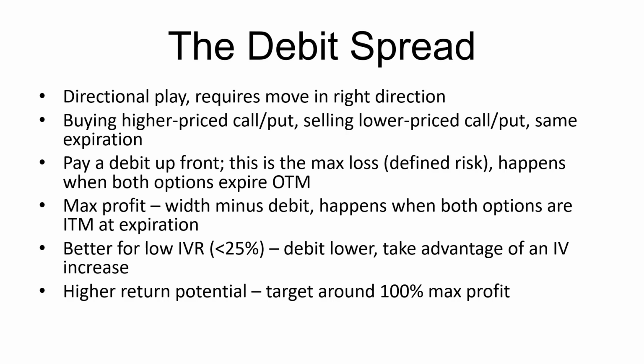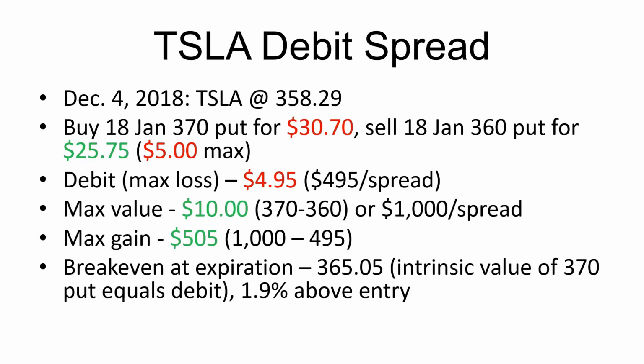The other thing about a debit spread is it does have a nice return potential. I generally target around 100% max profit or a double. The way you get that is you pay a debit that is about half the width of the spread, and that's something that we did with our Tesla trade. Speaking of which, why don't we jump right in to Tesla?